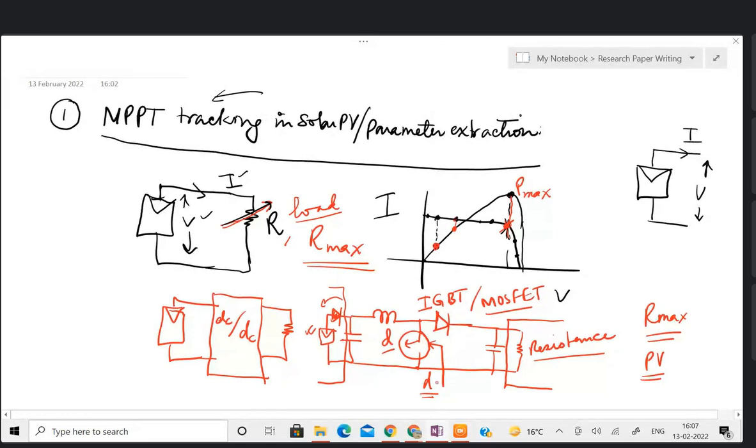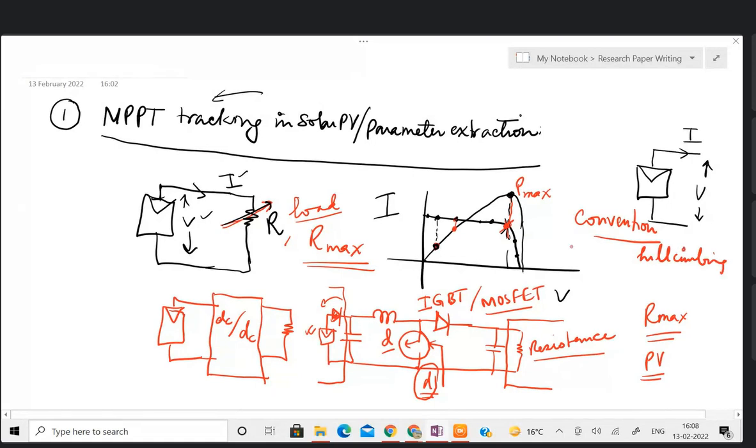So how to do it? Then the question is how to do it. So normally there are conventional methods to do it, and one of the conventional methods is the hill climbing method. Hill climbing method.